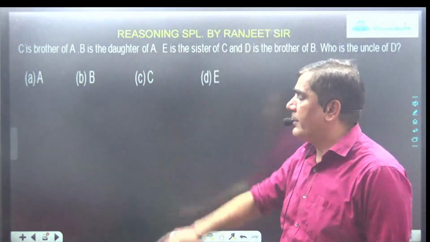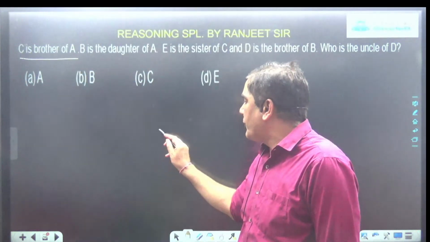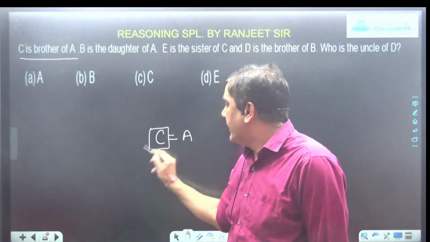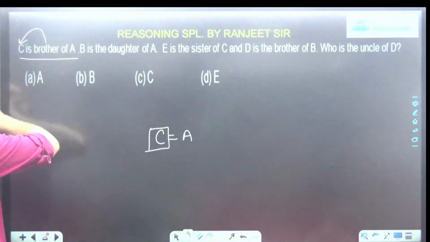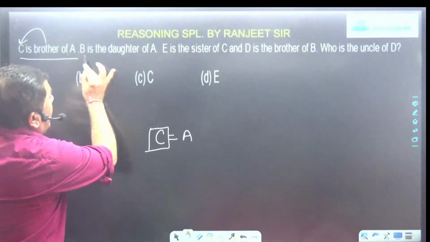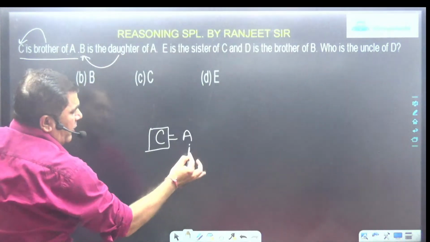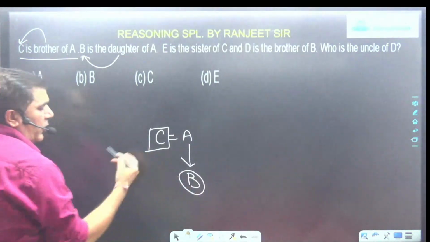Okay, let's start question number 1. First statement, C is the brother of A. So C is the brother of A means what? C will be equal to A, and C is the brother means C will be male. The gender of C will be known to me, A won't be. Now B is the daughter of A. So the gender of B will be known to me, and B is nothing but the daughter of A. Daughter means one step below. So here comes B, and B is the daughter.